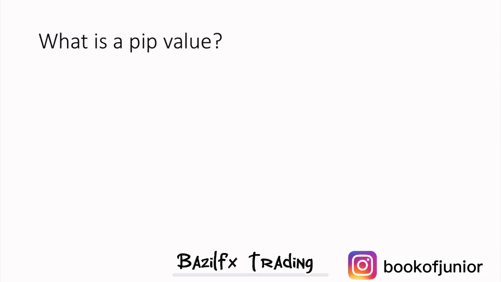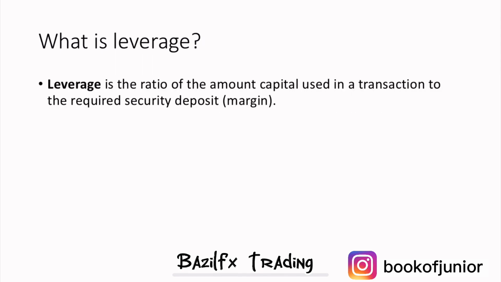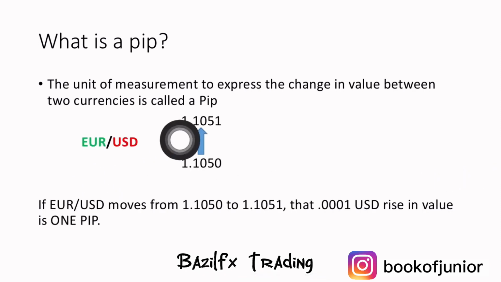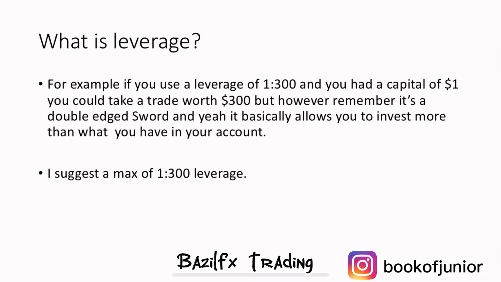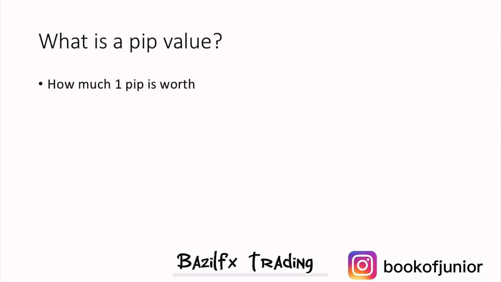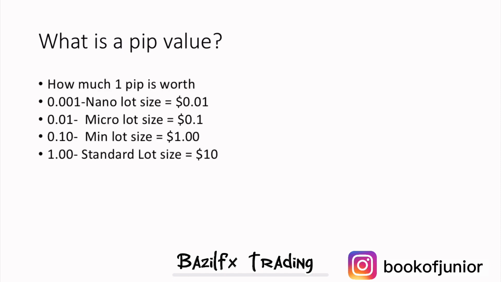Then we need to know about the pip value. Since we know that if the market moves, it changes, let me show you. If the market moves 1 pip, I'm going to show you what 1 pip is worth, what 1 pip can give you. So with 1 pip, when you use a nano lot size, it will give you $0.01. And when you use the micro lot size, it will give you 1 cent per pip. But when you use the mini lot size, it will give you $1 per pip, and the standard lot size, it will give you $10 per pip.